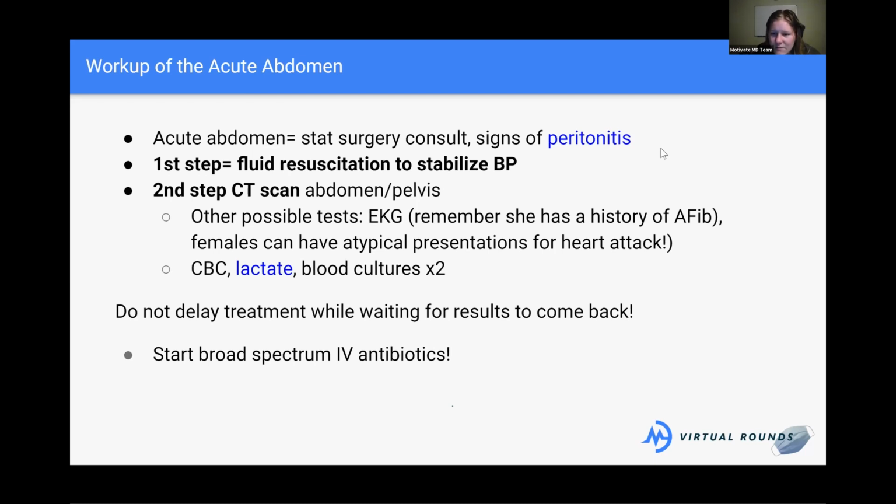The cultures have to be before antibiotics, yeah. So that's a great point. Who was it that said that on here?